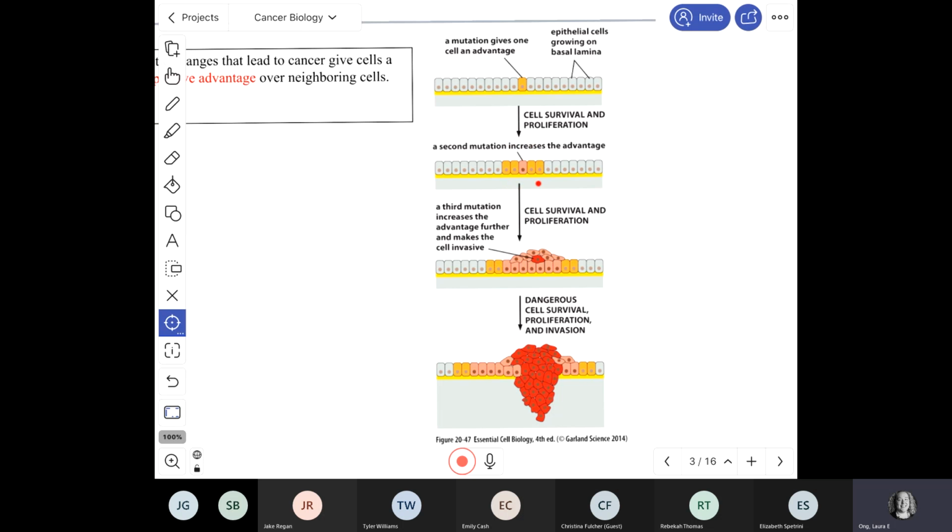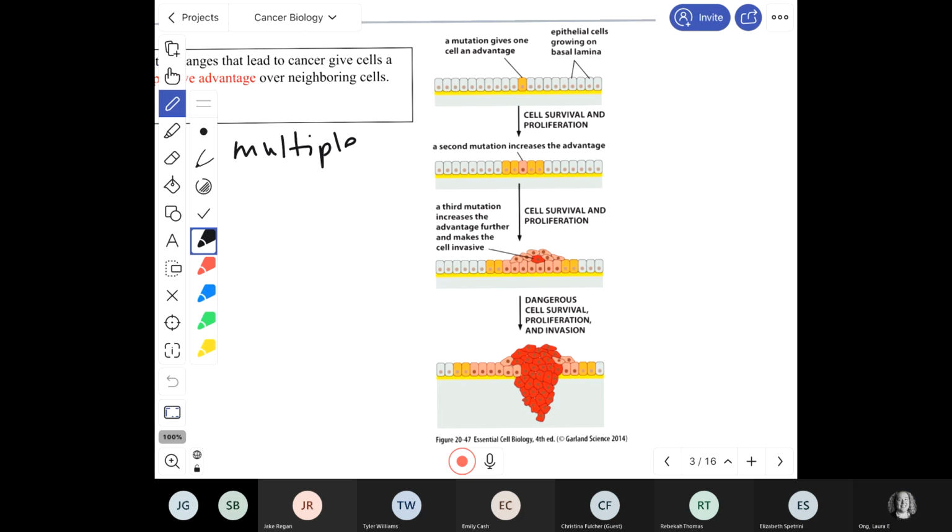And because these are dividing more often, they are likely to get additional mutations over their neighboring normal cells. So first of all, it takes multiple mutations to really lead to cancer. It's not just you have this one mutation and it's going to cause cell cycle problems resulting in cancer. Multiple mutations are required for cancer development.